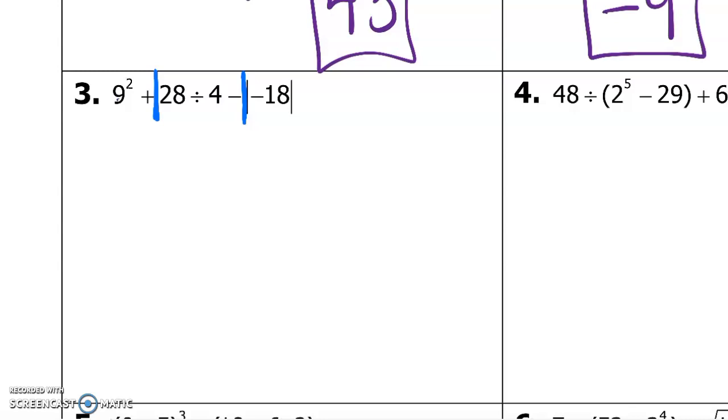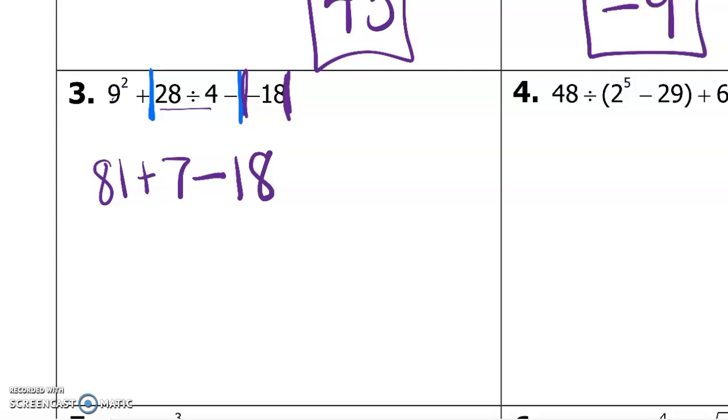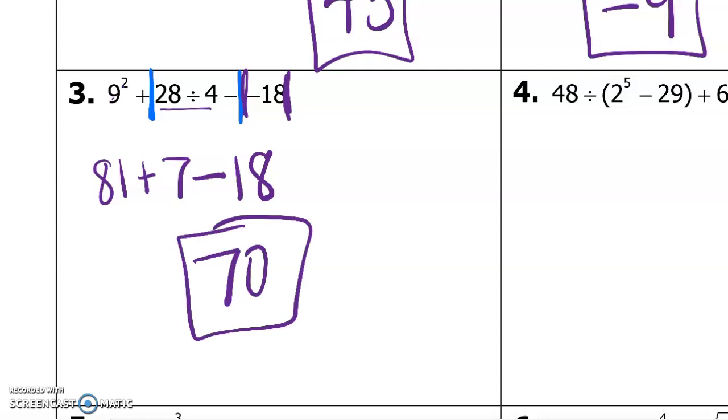So 9 squared is 81. Bring down the plus sign. 28 divided by 4 is 7. Bring down the minus sign. The absolute value, remember that's what those bars mean, absolute value of negative 18 is positive 18. So there, instead of doing absolute value first, rewrite the whole problem. Square, rewrite the rest of the problem. You can break it and do 3 different things at once, and then now we have all addition and subtraction, so you can just put that all together and you should get 70 for your final answer.